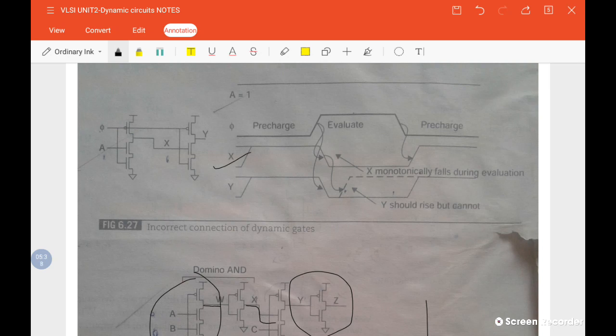During the Y stage, when you want to calculate the output Y, this X is directly fed to the second dynamic gate. See how the input is now. The X is monotonically falling. During the evaluation time, your X input is monotonically falling. From high to low it changes. So this is called monotonically falling.